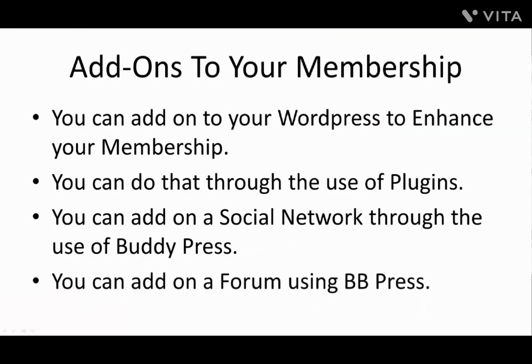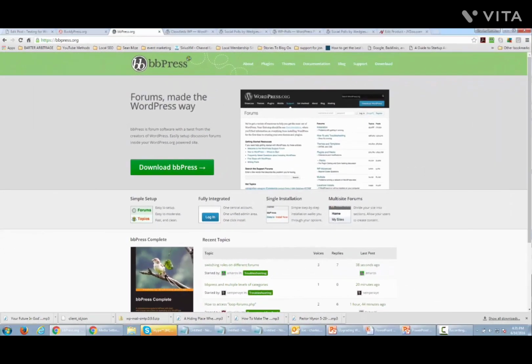Another way that you can add on to your WordPress installation is to add a forum using bbPress. With bbPress, you'll go to bbpress.org and you'll be able to download the plugin. While setting up your forum is going to be a lot of work, it is fairly easy to get bbPress installed and actually work with the categories to get your forum the way that you actually want it.